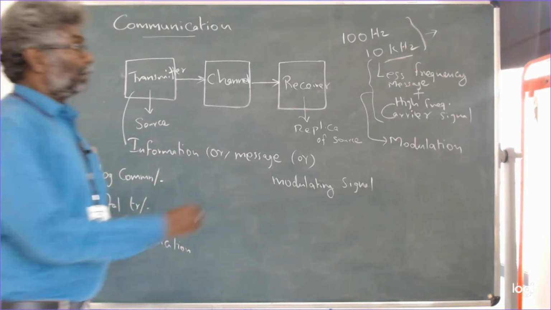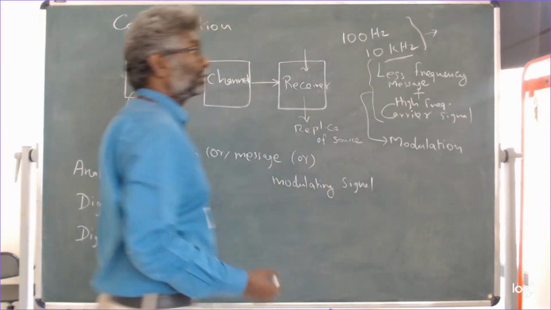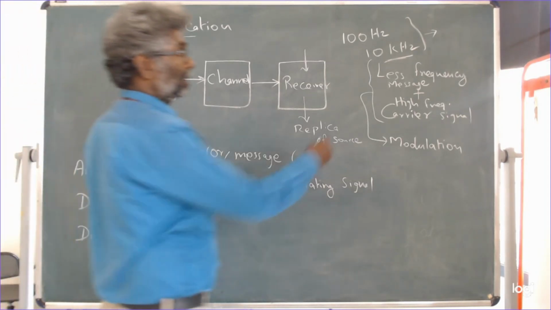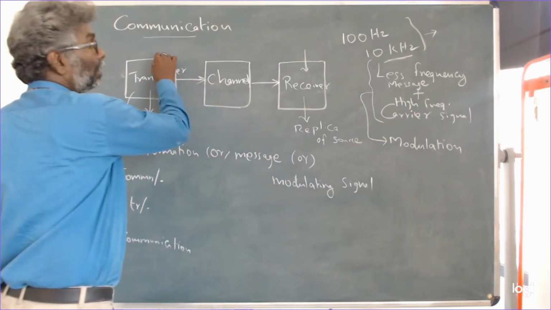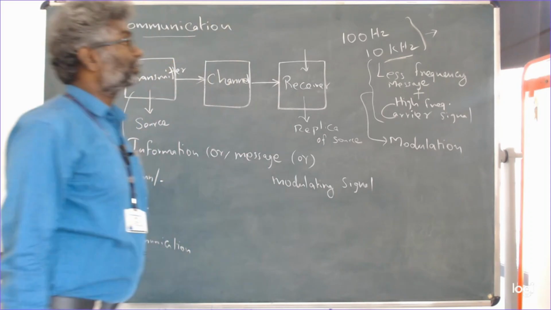So at the receiver end we have both the message and the carrier signal. So we have to remove the carrier from the message, and only then can we obtain the original information. So this process is called modulation. Modulation happens at the transmitter. The reverse process happens at the receiver, named demodulation.